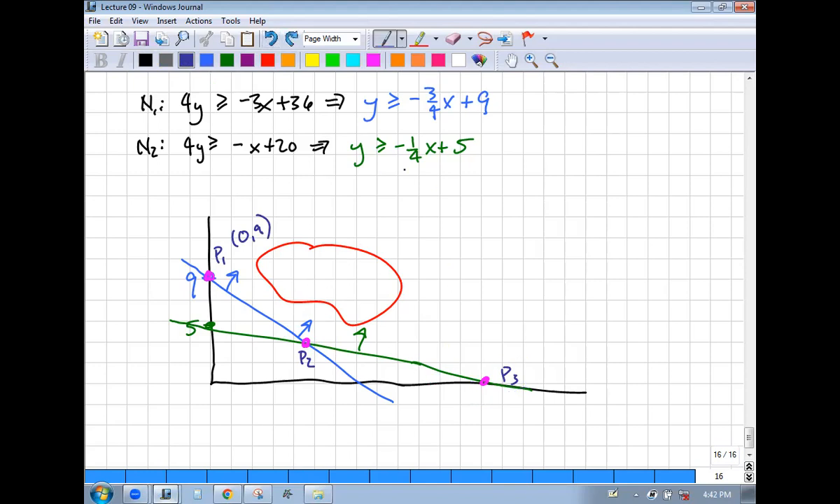P3, that's where the green intersects, right? For P3, we know that the Y value is 0, and it's on the green line. So if we make this 0, we'd have 0 equals -1/4 X plus 5. So 1/4 X would be 5, so X is equal to 20. So this is 20, 0. So we got that point. Does that make sense? Right here, we know the Y value is 0, and it's on the green line, so just replace the Y with 0. So this is solved for P3.